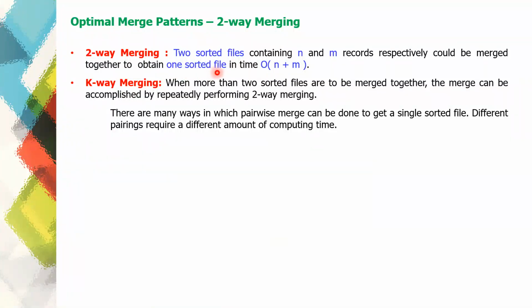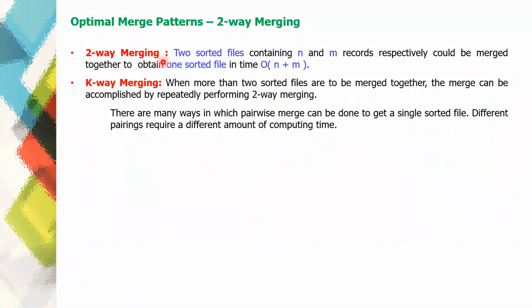And the time complexity of two-way merging: you have the first file of size n, the second file of size m, and you are going to combine these two lists to form a single list, and the complexity of merging is big O of n plus m. The size of the first file plus the size of the second file, that will be the time complexity of merging these two files.